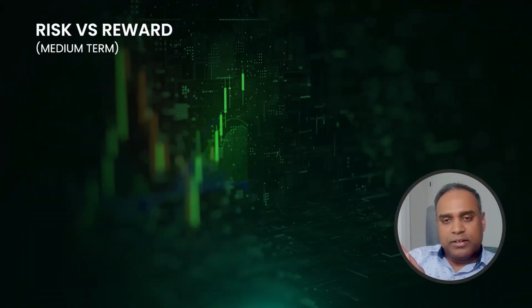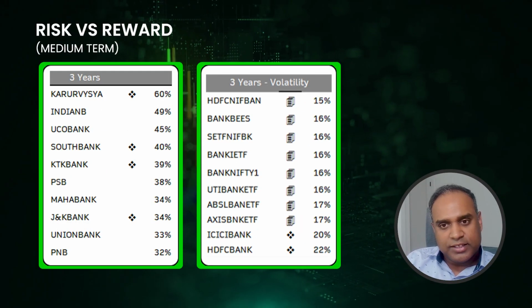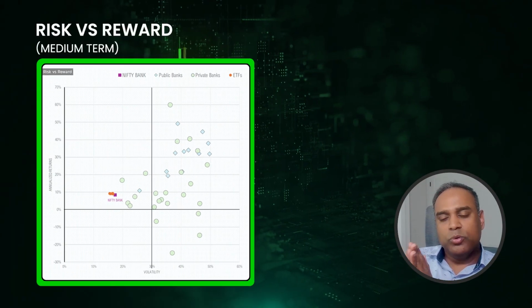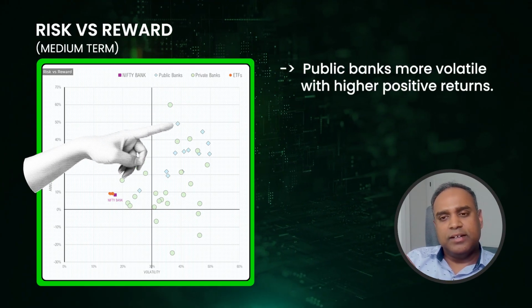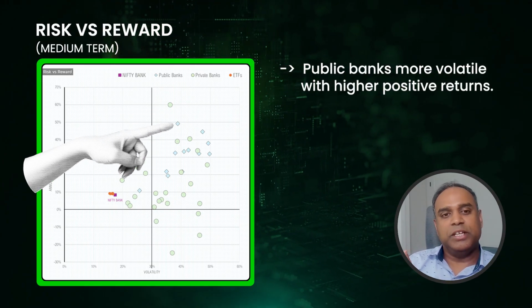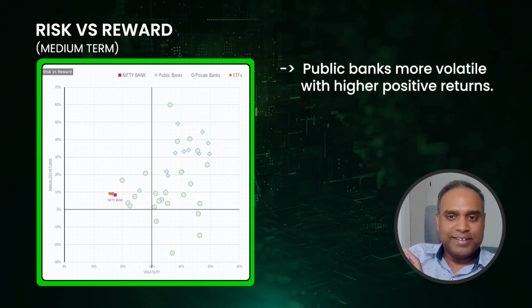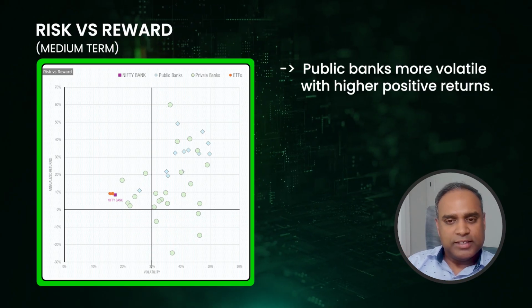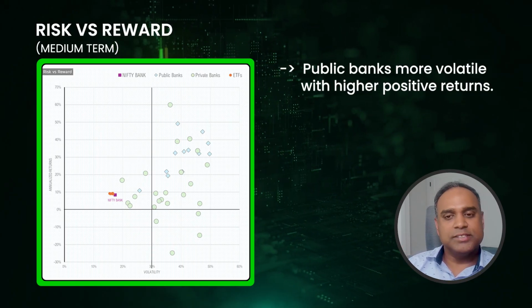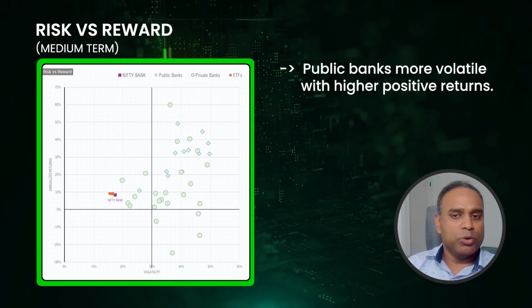The medium term here is a 3-year window, and I'm looking at the same chart for 3 years. Now you see the blue diamonds, which are the public banks, are more clearly to the right side, which means more volatile, and they are more on the top right corner, which means they're also having higher returns. So clearly there is a pattern here. The public banks in the 3-year window and the 5-year window have more volatility and more returns.